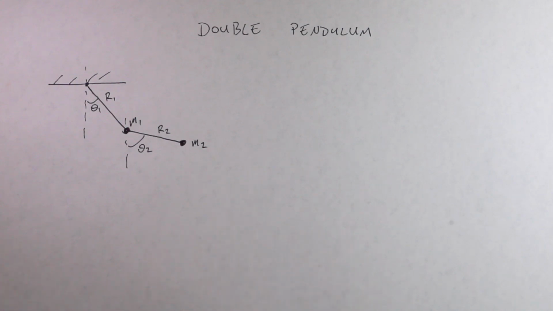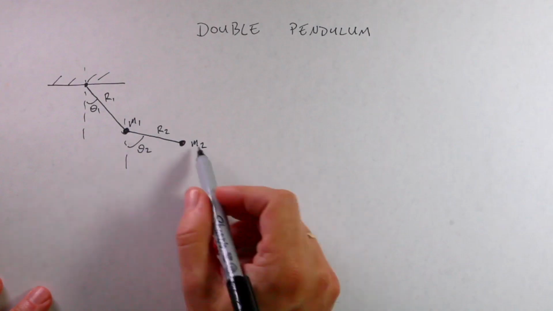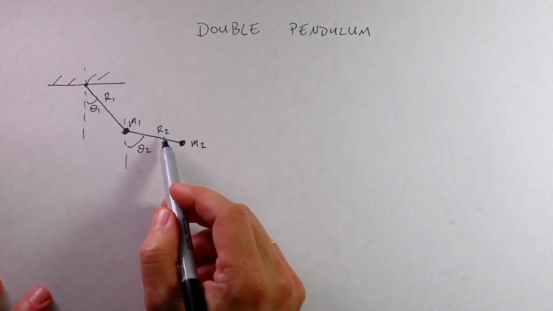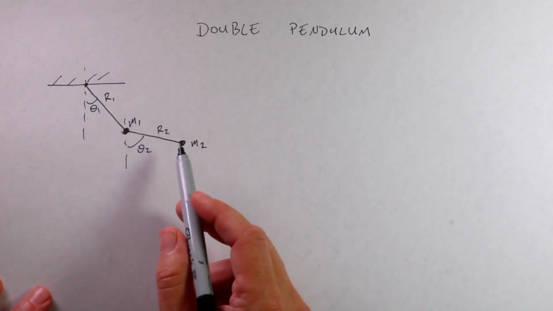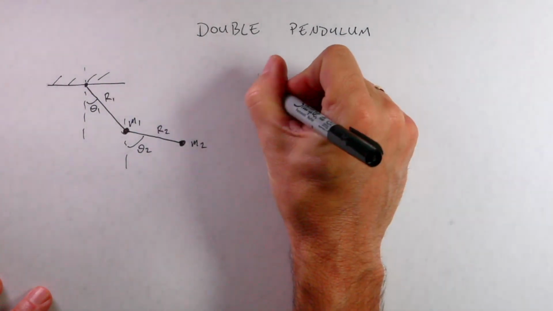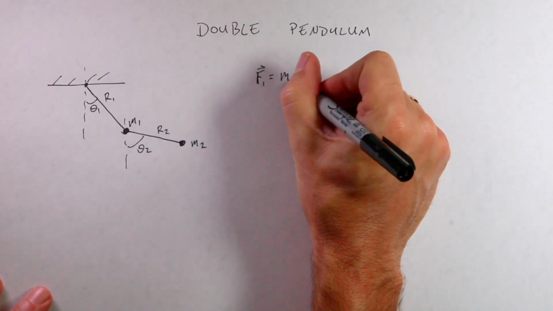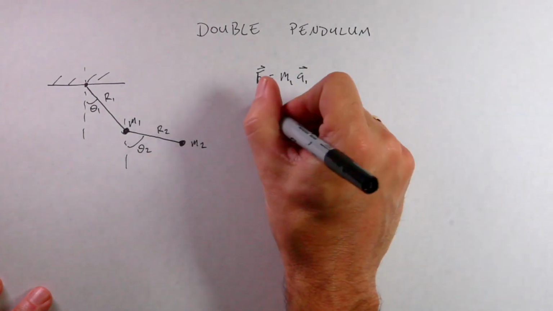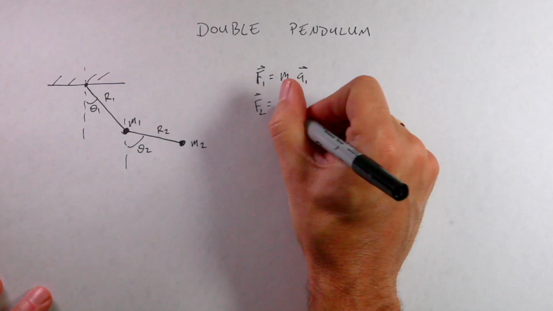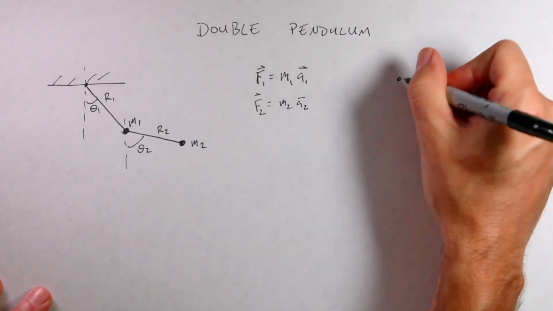Okay, so the first approach you may take to something like this is to say, well, that's fine, we can use Newton's second law. I have 2 masses, M1 and M2, 2 strings, R1 and R2, and the angles theta1 and theta2. But these also have x and y coordinates, and I could just say, the net force on mass 1, F1, is mass 1 times acceleration 1. Could I not do that? Yeah, I could. And then I could do the same thing for 2: F2 equals M2A2.